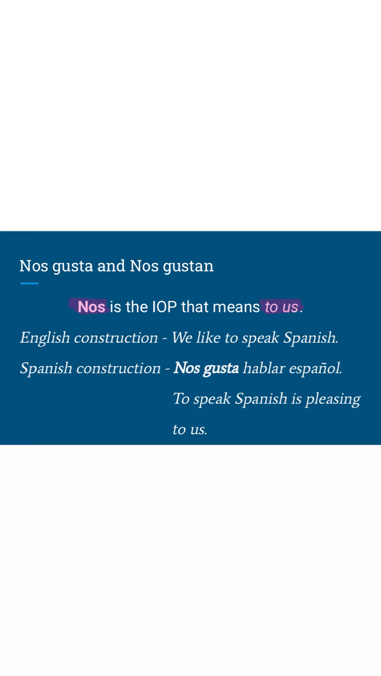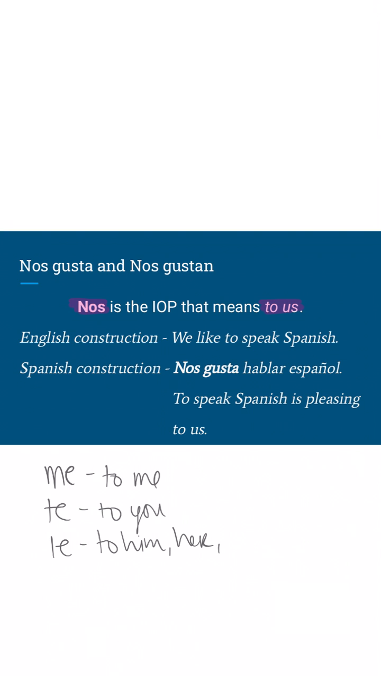Just to review what we have learned so far is me, which is to me. There is te, which is to you. We know le, which can either be to him, her, or you, but in that formal sense. And now we are adding nos to that equation. And as I said, it means to us.